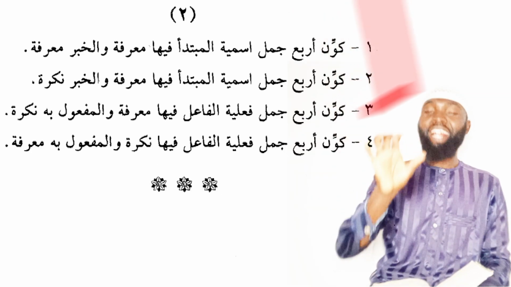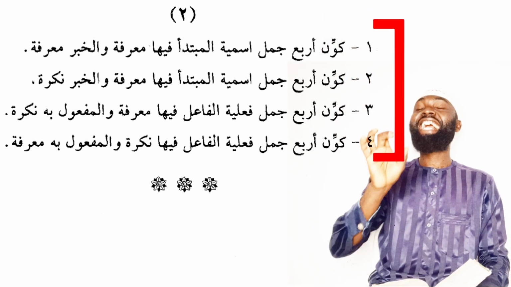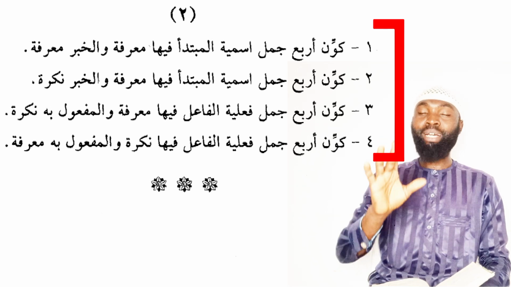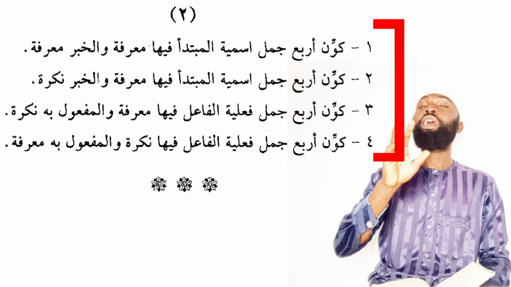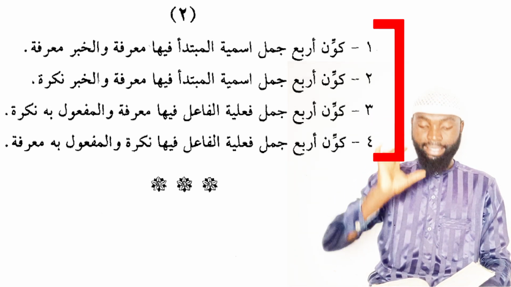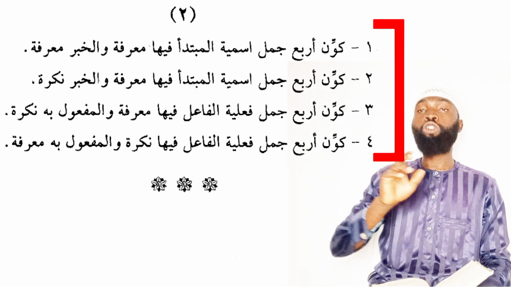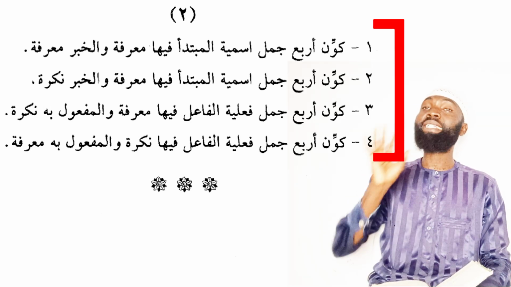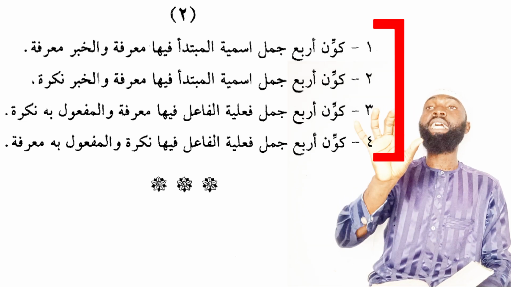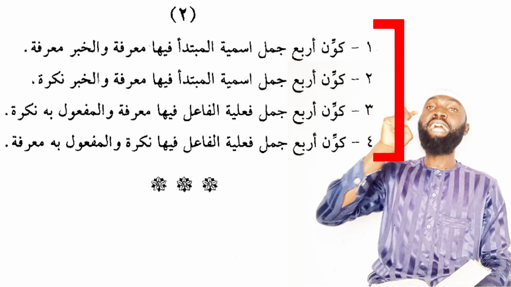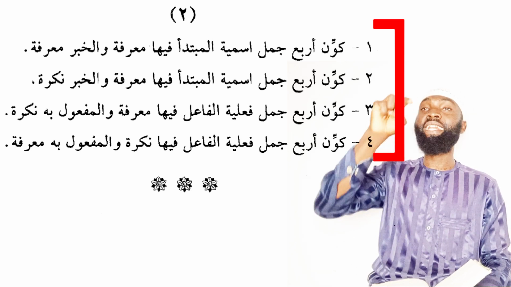MashaAllah. Now we have Tamrinu Thani, exercise number 2. The first one says Kawin arba'a jumalin ismiyatin. You are to form 4 nominal sentences. Al-mubtada fiha ma'rifatun wal khabaru ma'rifatun. In these 4 nominal sentences, the mubtada, the noun, should be a definite noun, and the predicate should also be a definite predicate.